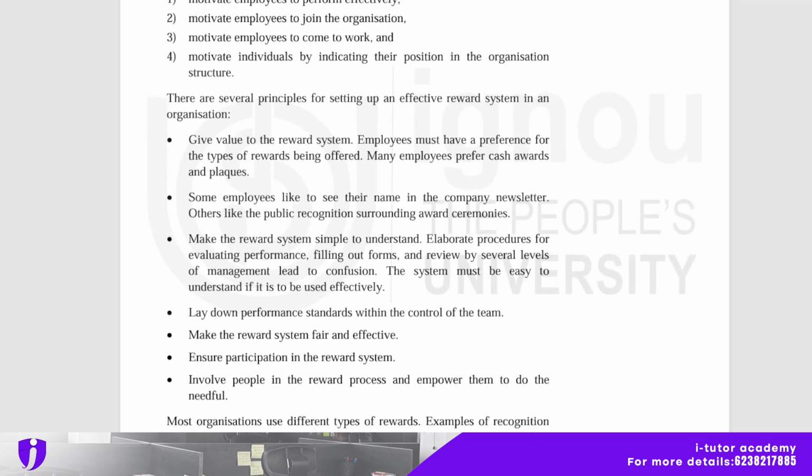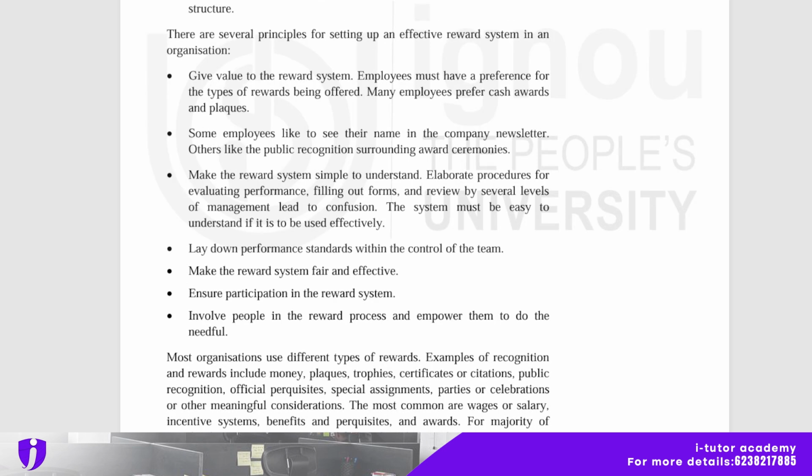Give value to the reward system. Employees must have a preference for the type of rewards being offered, and many employees prefer cash rewards and plaques. And some employees like to see their name in the company newsletter. Others like the public recognition surrounding award ceremonies. And make the reward system simple to understand.